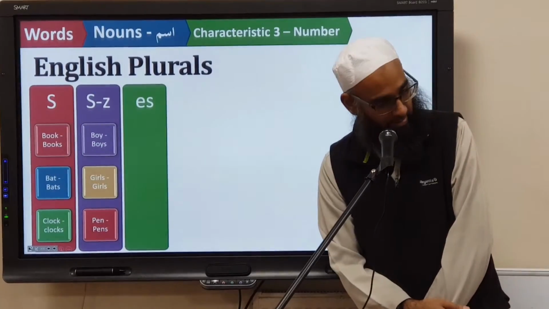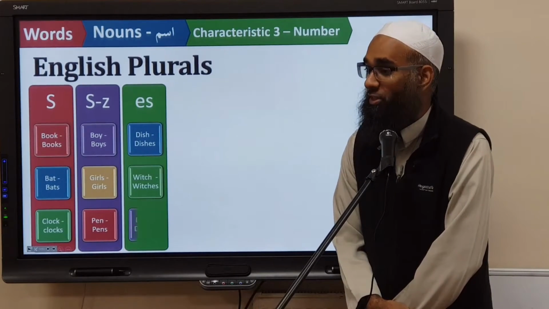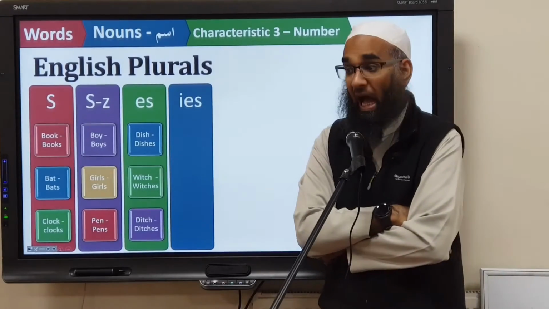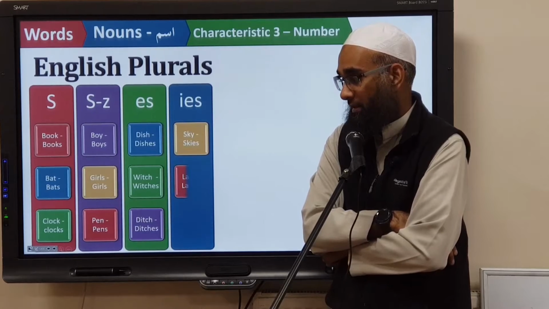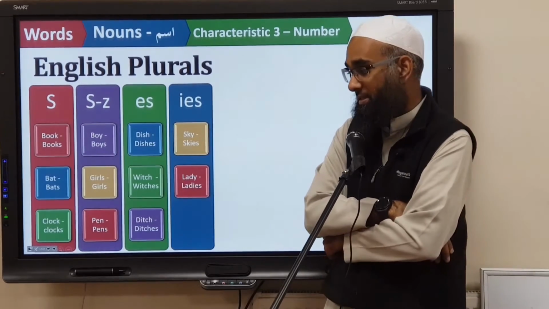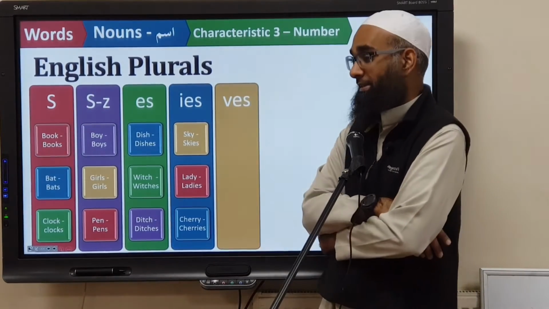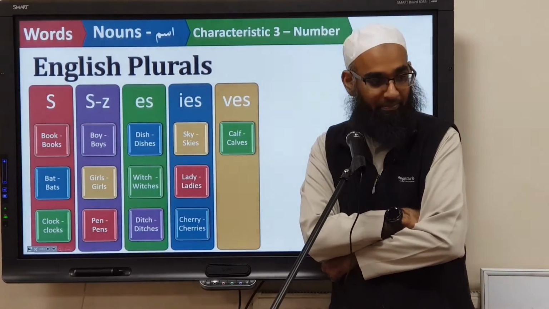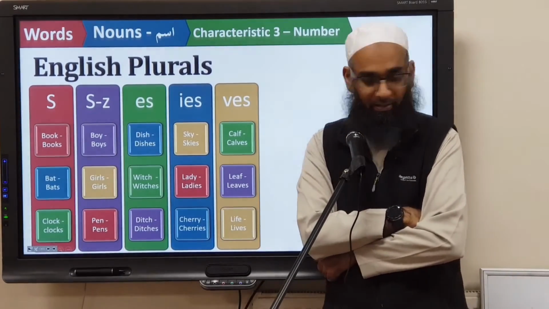Then sometimes you have to add ES. For example, dish becomes dishes, ditch becomes ditches. Sometimes you have to add IES. Sky becomes skies, lady becomes ladies, cherry becomes cherries. But it's still easy in English, isn't it? Sometimes you have to add VES. For example, calf becomes calves, leaf becomes leaves, life becomes lives.